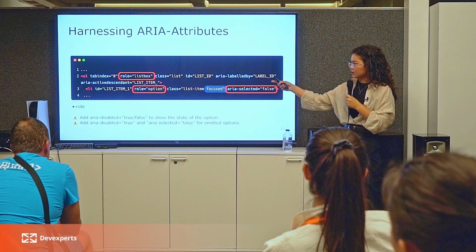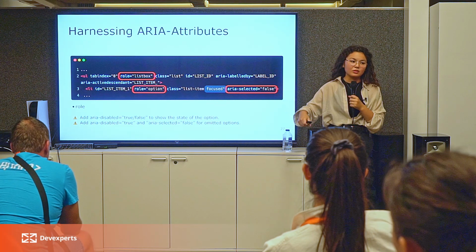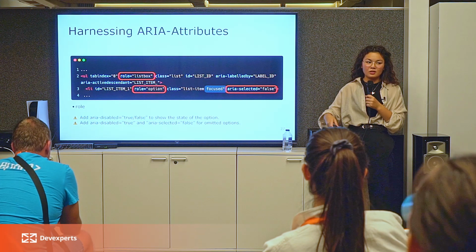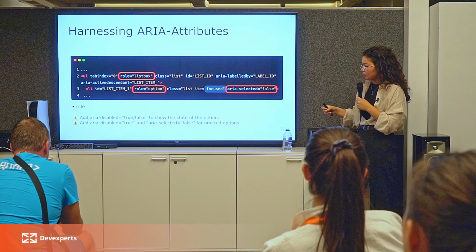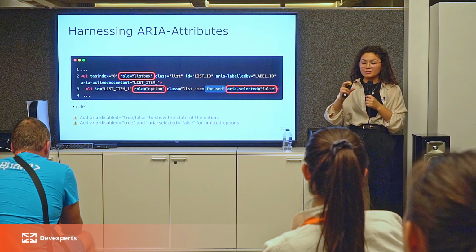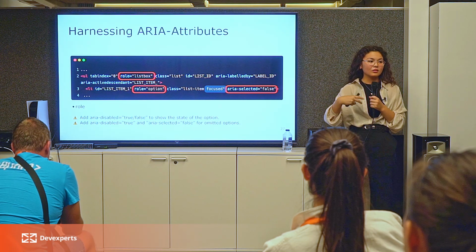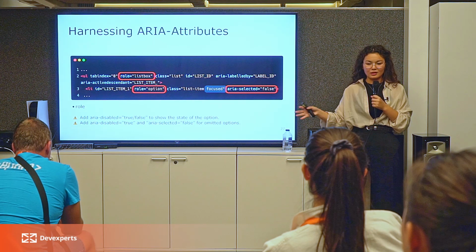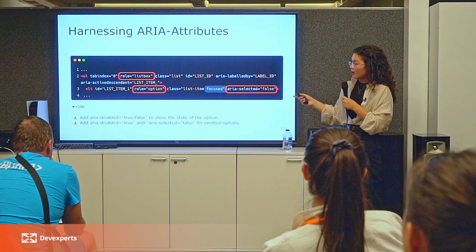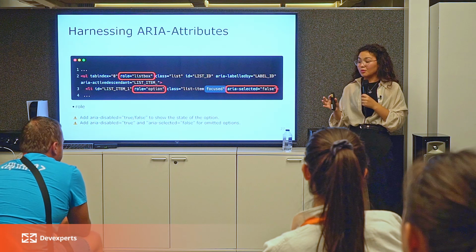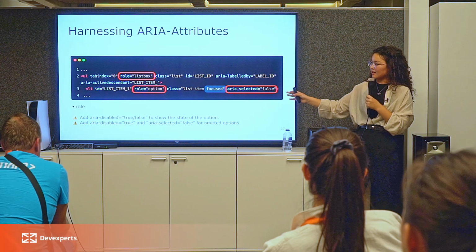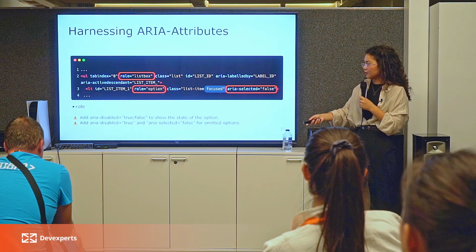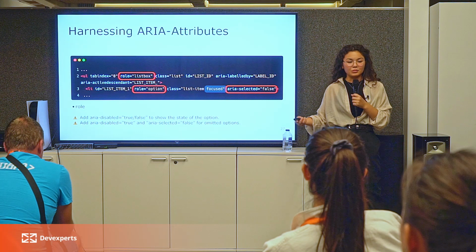And whenever you use this combination of list box and option, don't forget to set the state of the option. So when the screen reader focuses on the list item, it will say if it's selected or not. So it's very important, otherwise it will just say that it's all selected. And also if you want to hide an option, you just add ARIA disabled true and ARIA selected false, and that option will be omitted.